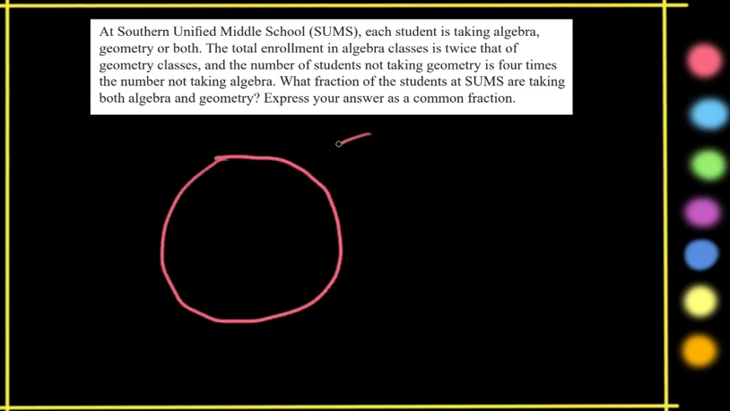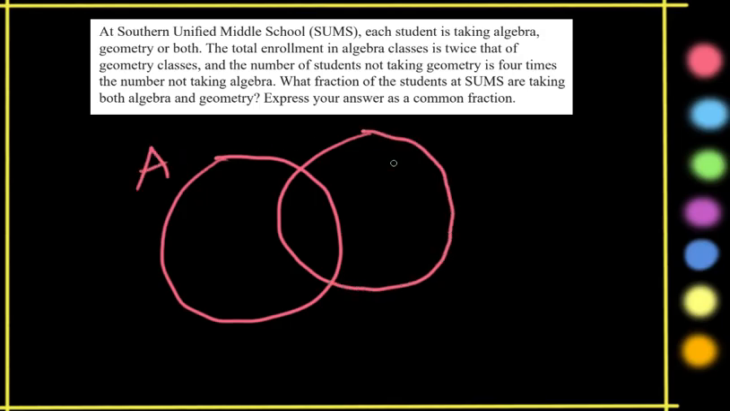This one says at Southern Unified Middle School, SUMS, each student is taking algebra, geometry, or both. Okay, so that sounds like a Venn diagram problem. I'm going to go ahead and draw a Venn diagram with algebra over here and geometry over here. And this first sentence told us that all the students are somewhere inside here. There aren't any that are taking neither one. They're all either taking algebra or geometry or both.